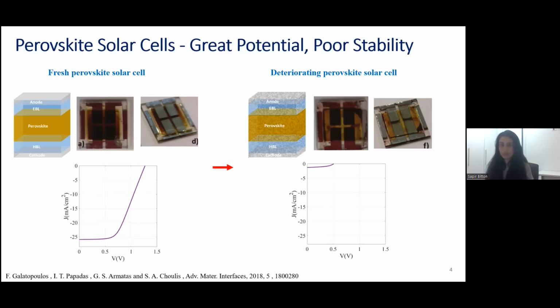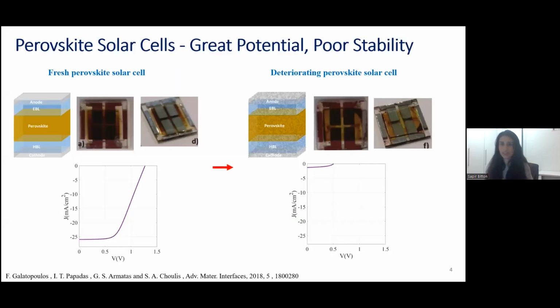So, for example, here we can see the front and back sides of a fresh perovskite solar cell. And here the front and back of an aged perovskite solar cell, which is encapsulated and kept in a nitrogen environment. So this device deteriorated, although it wasn't exposed to environmental conditions.